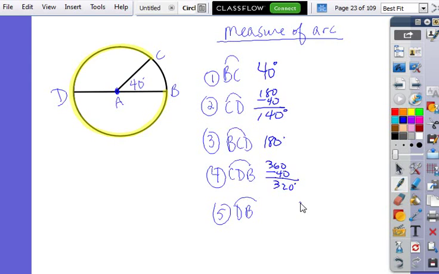And then DB, 180. No matter which way you go, it's a semicircle, so it'd be 180.